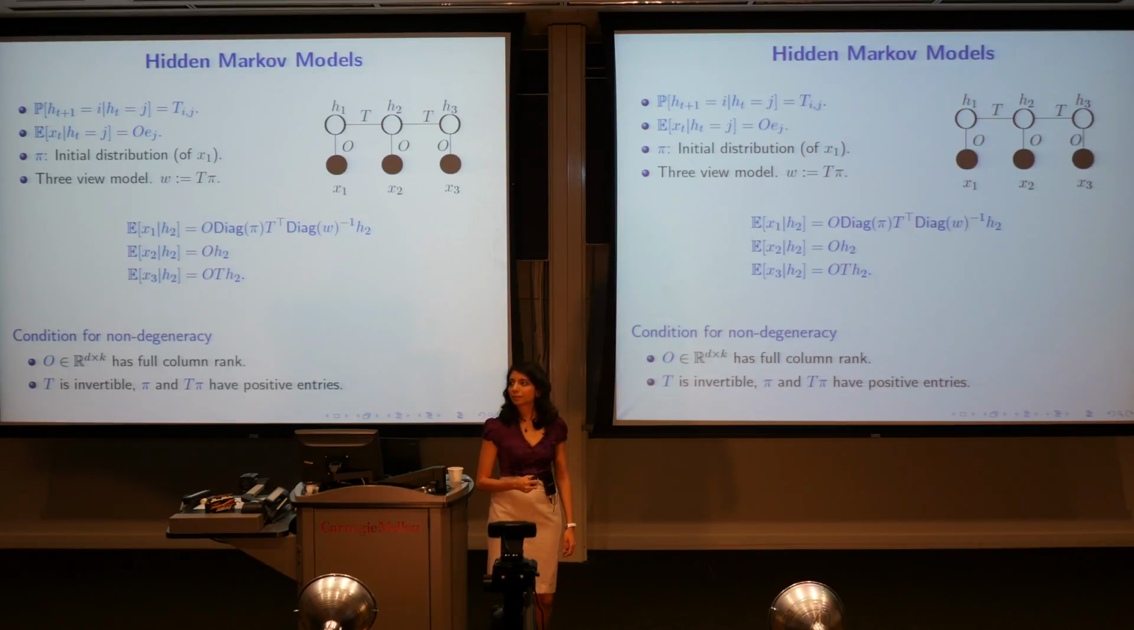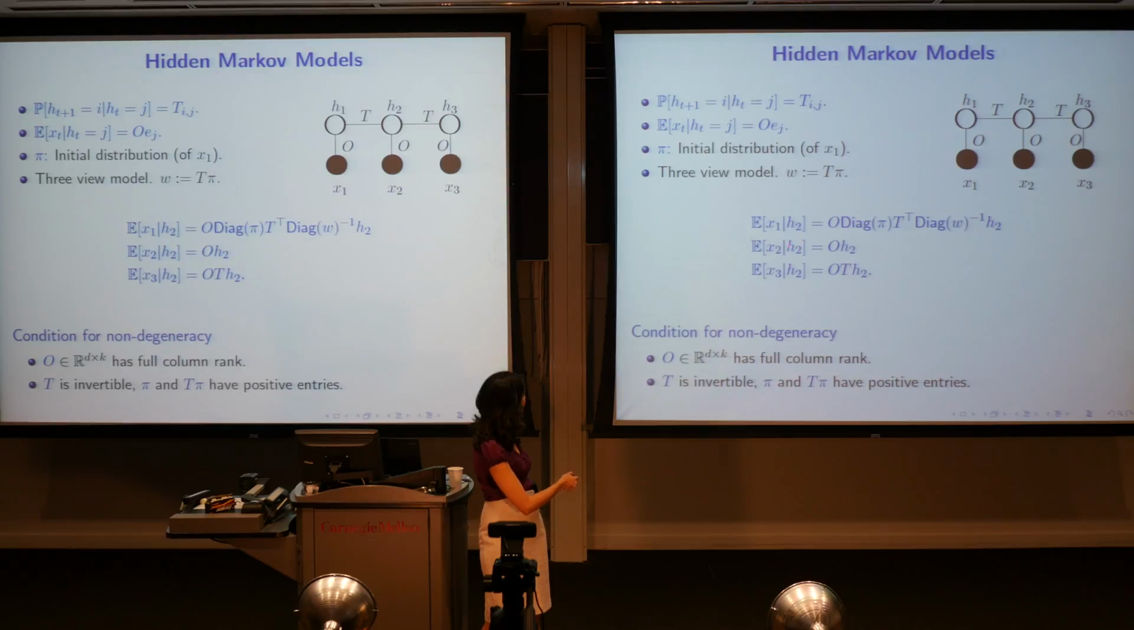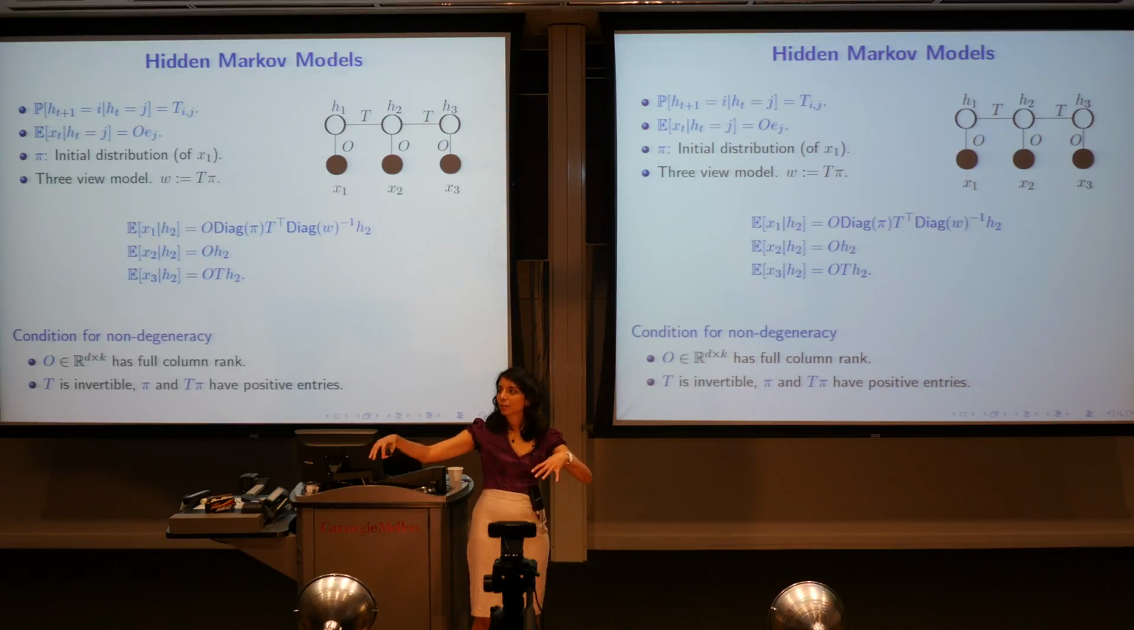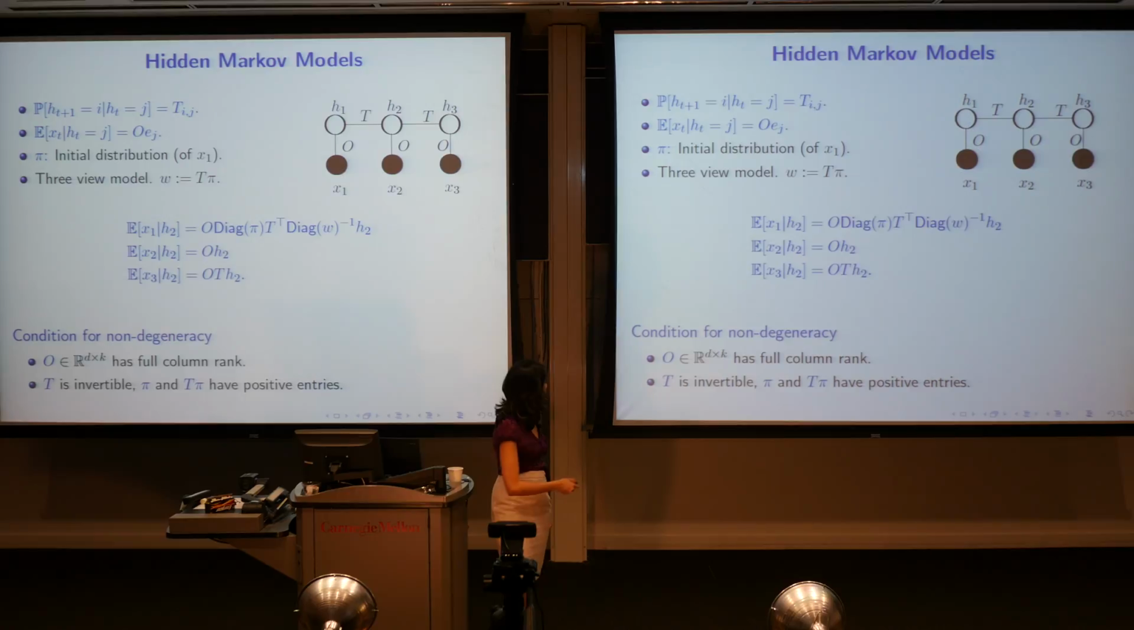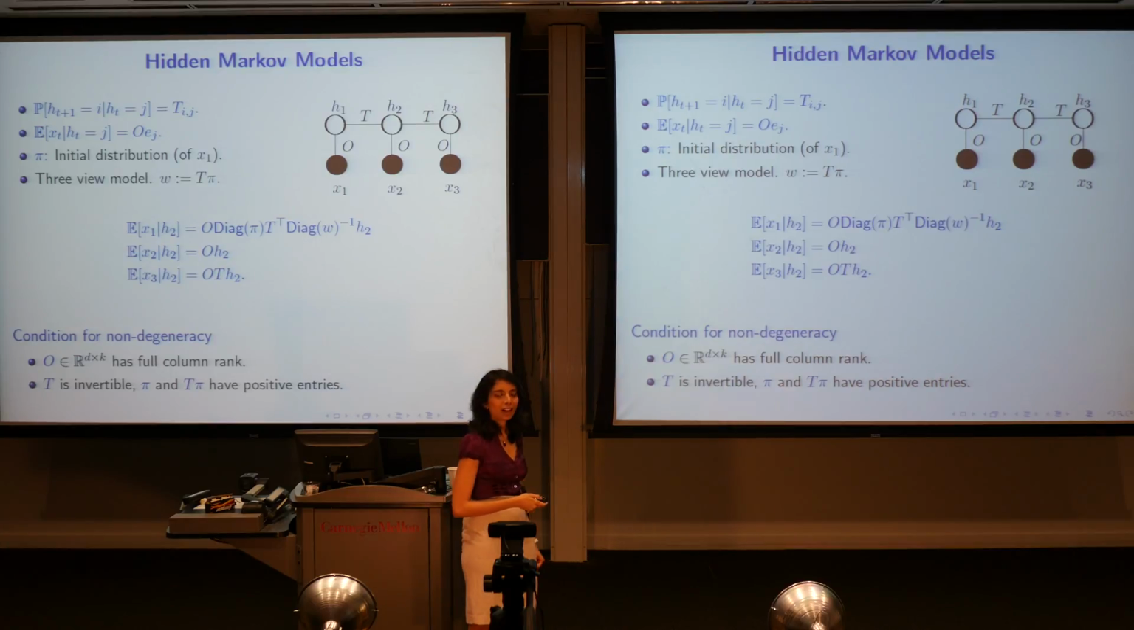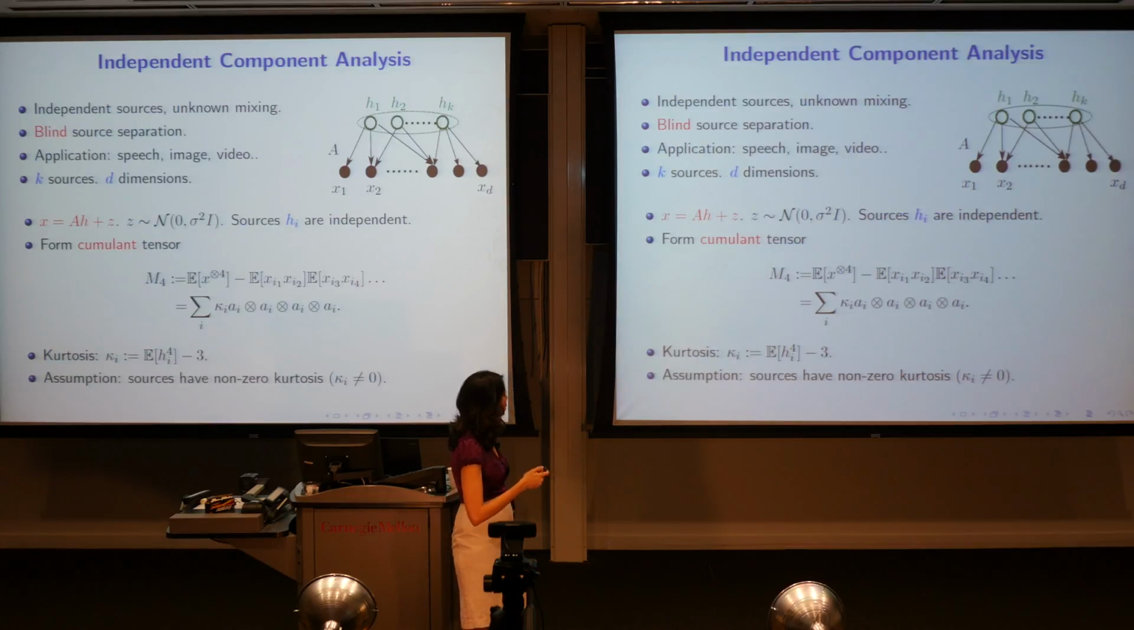Okay? And now you can have pairwise moments and third order moments, and you can also average it over this hidden Markov chain. So we see that even hidden Markov models can be reduced to the form that we're going to use.